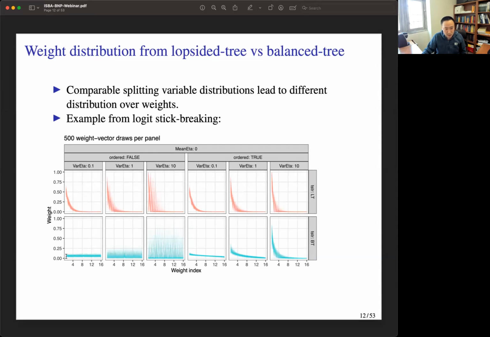order also the weights from the balanced tree so that we can make the two more comparable, we realize that the balanced tree topology also allows you to have more spread out weights for the same level of variance in the stick-breaking random variables, right? So the weights are much more extended out than the very sparse structure that we have for the standard stick-breaking, right?